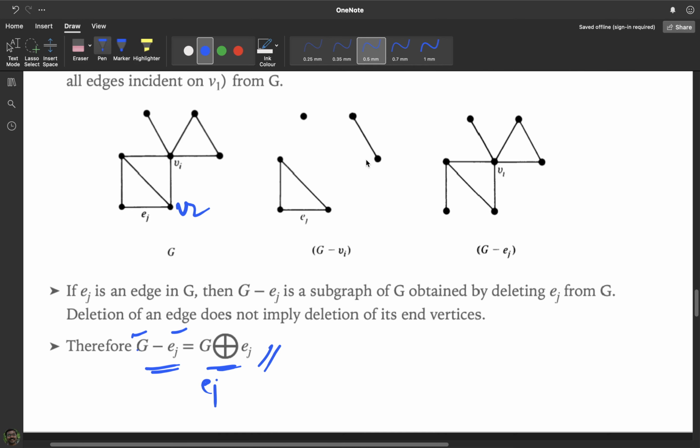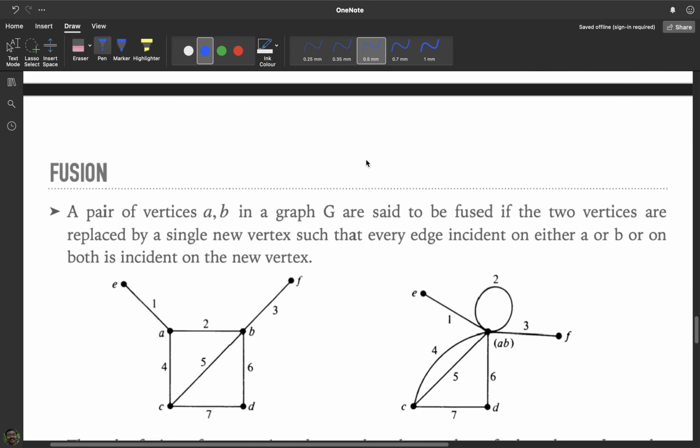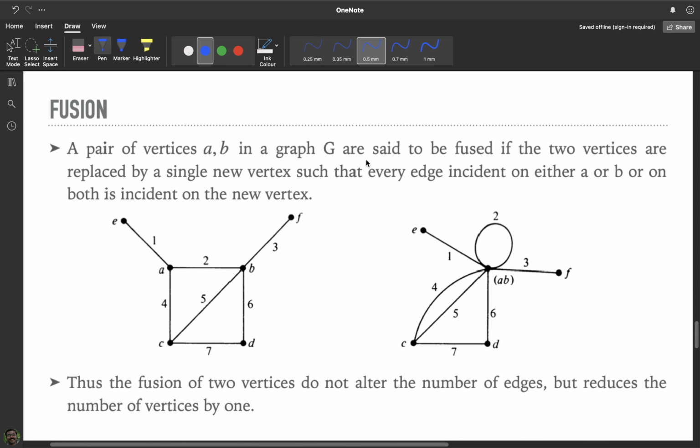Okay, and opposite to deletion is another concept called fusion. You can actually fuse two vertices. Basically what you are doing is replacing the two vertices by a single vertex, and all those edges which are incident on those vertices would now be incident on this single vertex. For example, if you look at this graph, I am going to fuse the vertices A and B. So I will be getting a new vertex, suppose I call it simply AB. This edge between E and A will now be incident between E and AB.